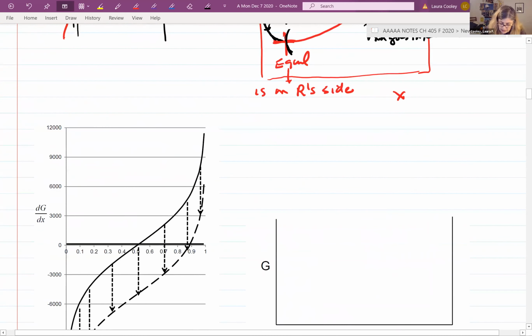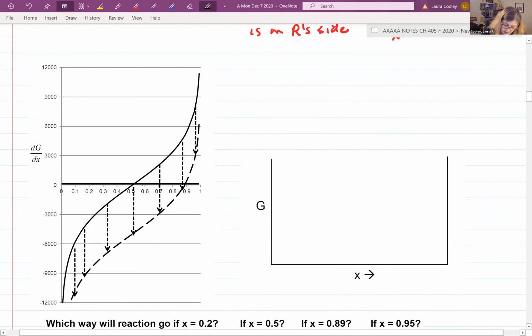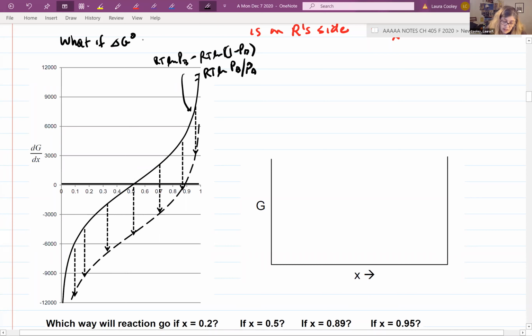So let me just go through the last part. This is, again, our same RT log PB minus RT log 1 minus PB, which is the RT log PB over PA portion of the direction prediction equation. And now this is what if delta G0 is negative. And so that means that onto that, you'd have to add on, or subtract actually, a constant delta G0.